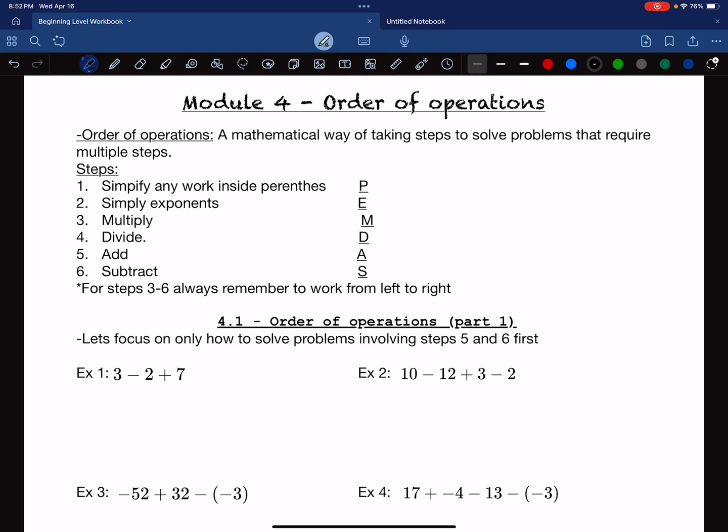Welcome to a new unit. So this is Module 4. And Module 4 is all about something called order of operations.